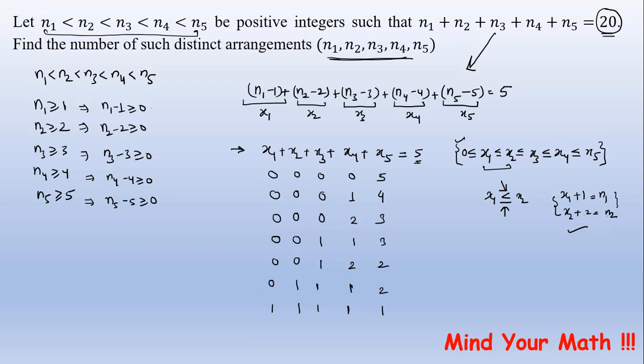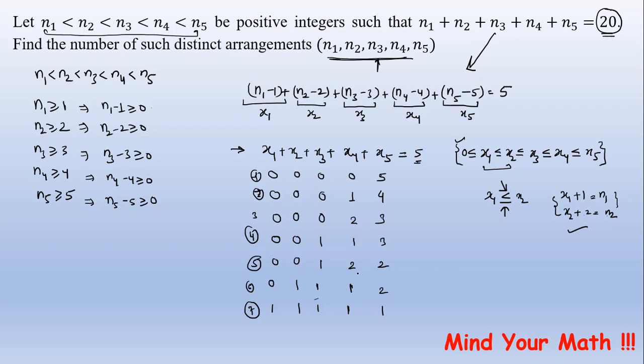So how many such solutions are there? We can say 1, 2, 3, 4, 5, 6, 7. If x1 to x5 have 7 combinations like this, 7 arrangements like this, so obviously n1 to n5 have 7 such arrangements. I'll just explain one example here.